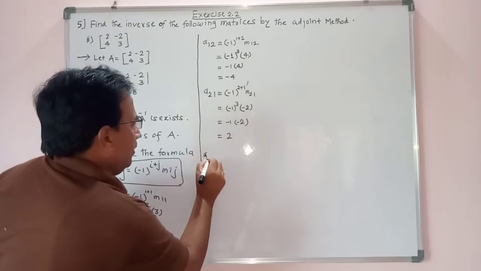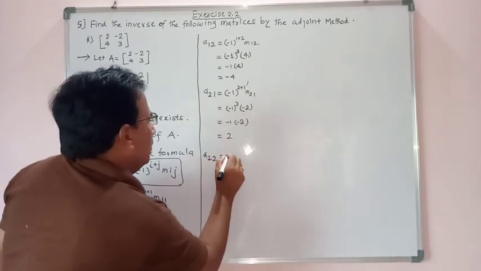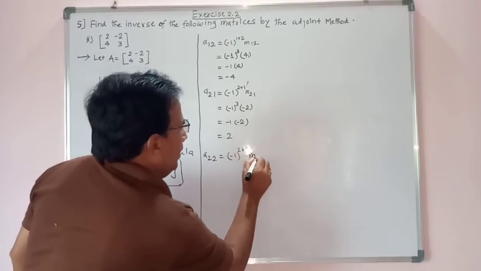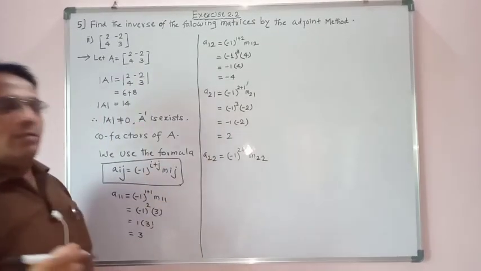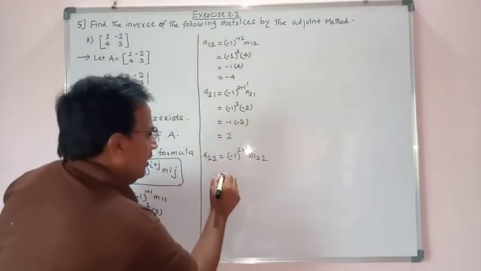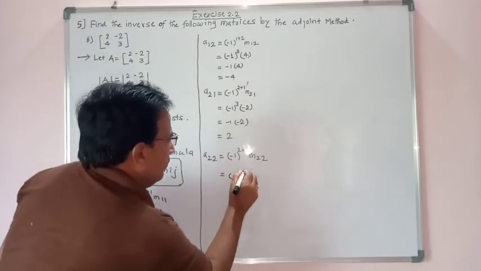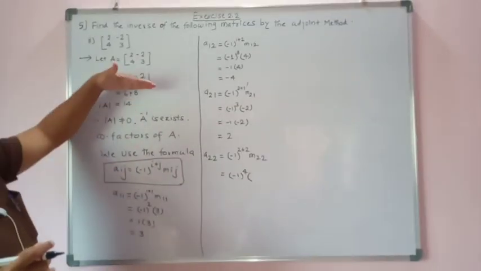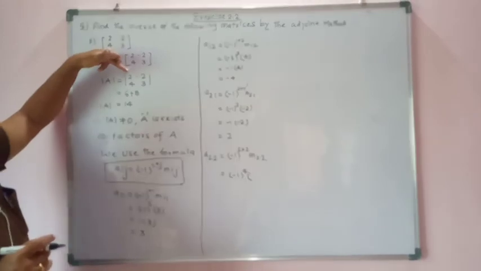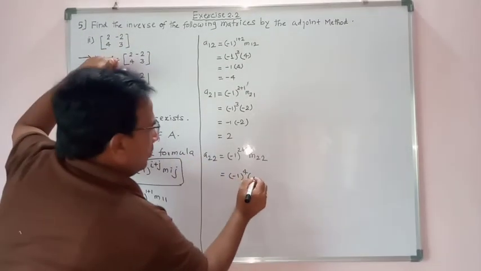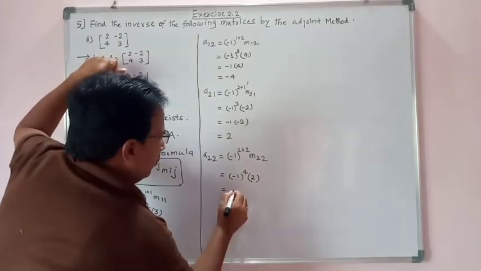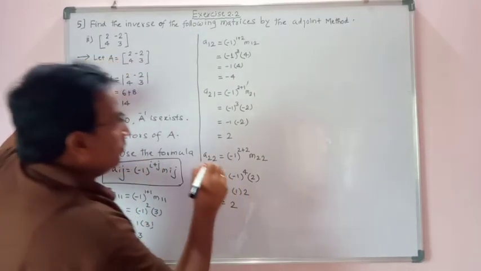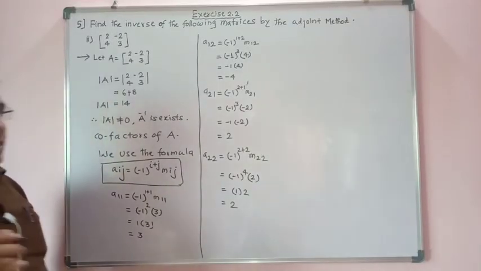And the last cofactor is A22 equals (-1) raised to i plus j, meaning 2 plus 2, into M22. 2 plus 2 is 4, so (-1) raised to 4 into M22. What is the value of M22? Leaving the second row and second column, M22 is plus 2. (-1) raised to 4 is plus 1, into 2. This cofactor is 2. A22 is 2.